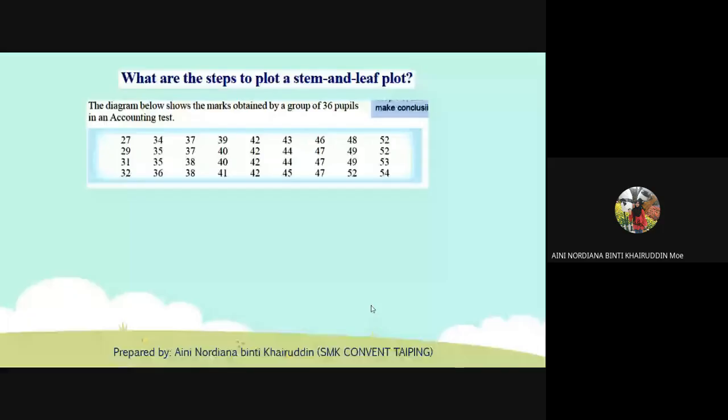Stem and leaf plot ni you all dah belajar dah masa form 1. So what are the steps to plot a stem and leaf plot ni lebih kurang macam ulang kaji. The diagram below shows the mark obtained by a group of 36 people in an accounting test.